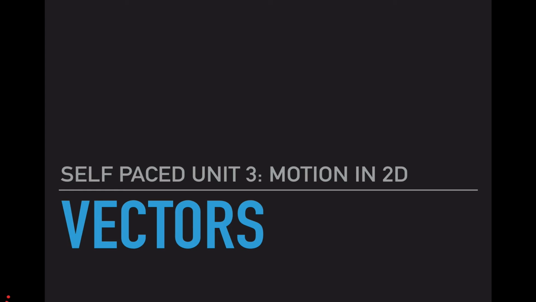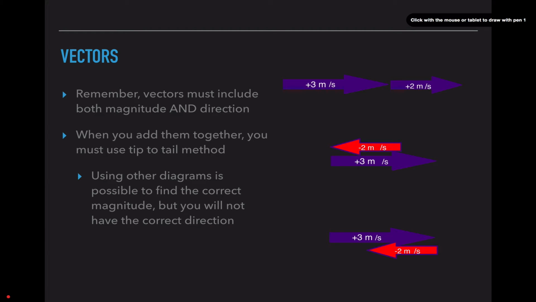Hey guys, today we're going to be looking at vectors. This is going to be the first step in using motion in two dimensions, is understanding how to deal with vectors in two dimensions. So the first thing you need to know is that vectors must include both magnitude and direction. When you add them together, you must use the tip-to-tail method.